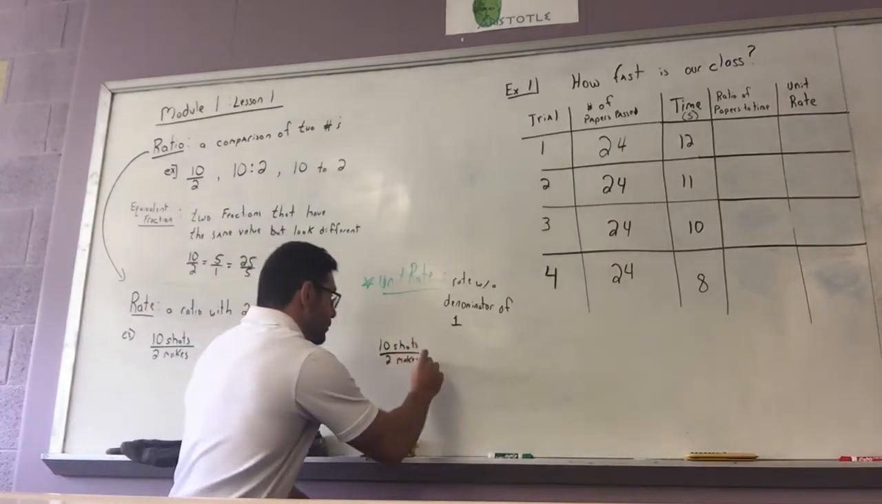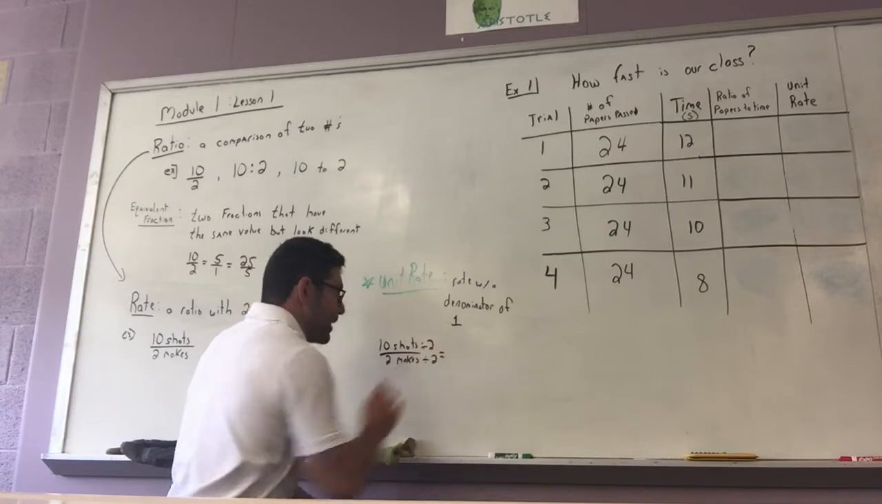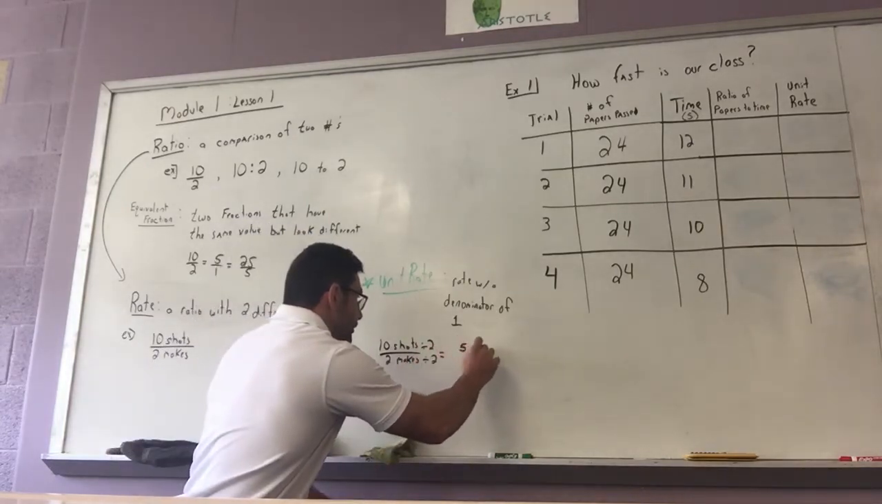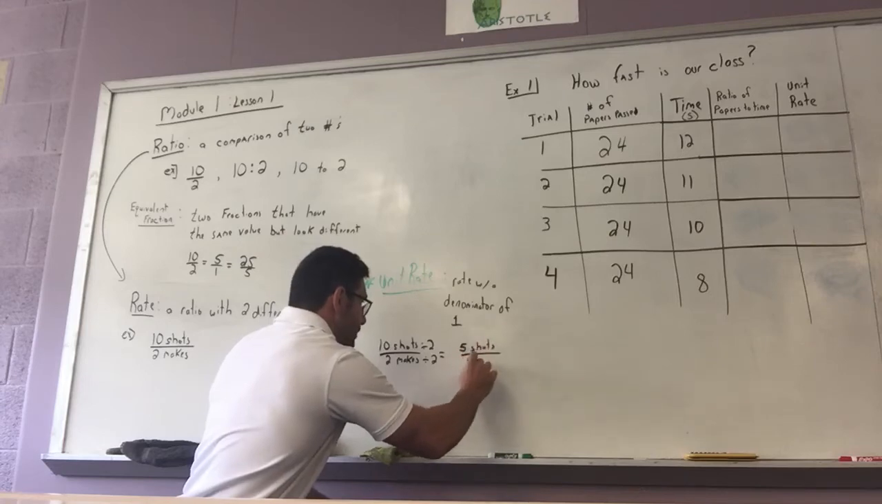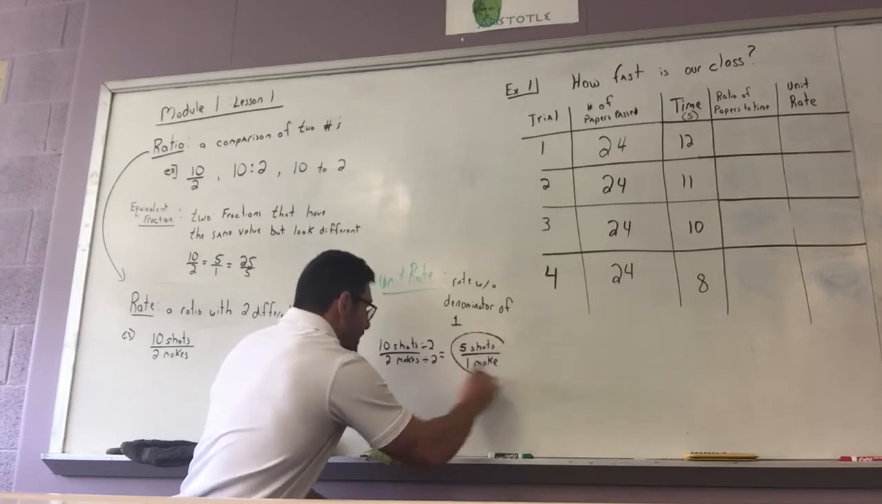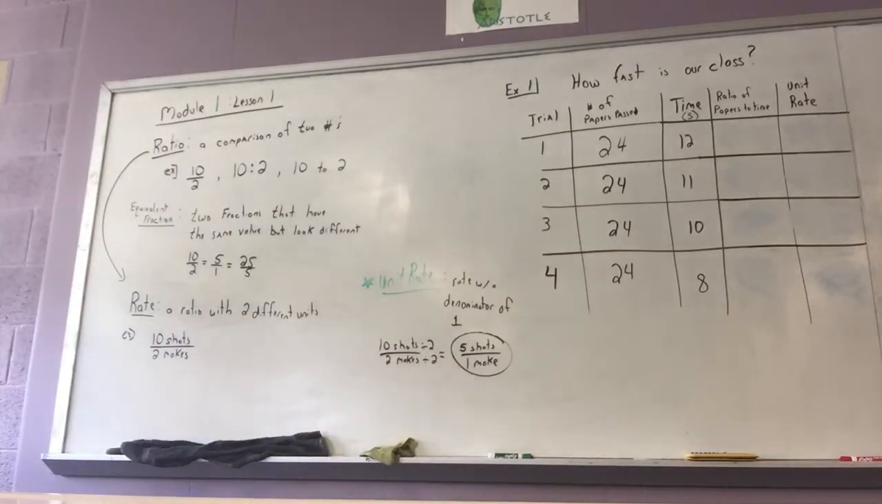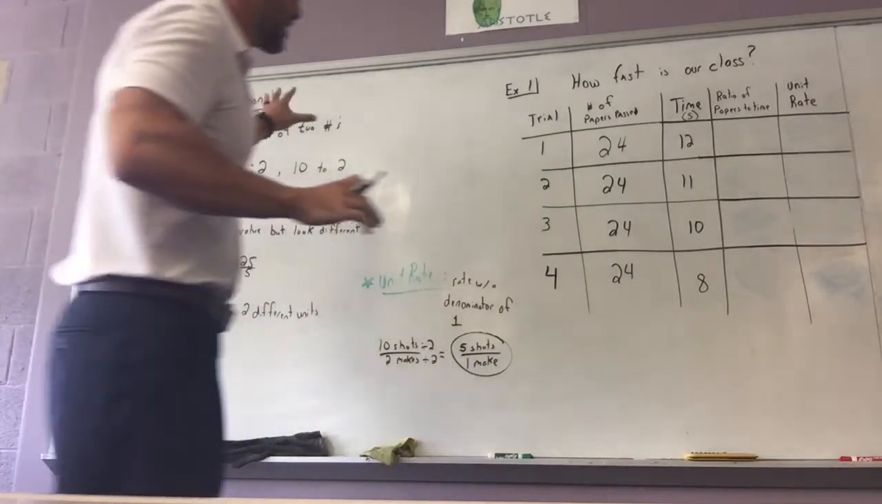So in order to do that, I'm going to divide both my numerator and denominator by that denominator. Divide by 2. So my unit rate is for every 5 shots I take, I make 1. Okay? That is a unit rate. So these are what you've actually written down.